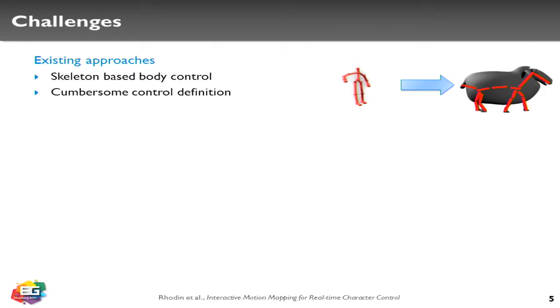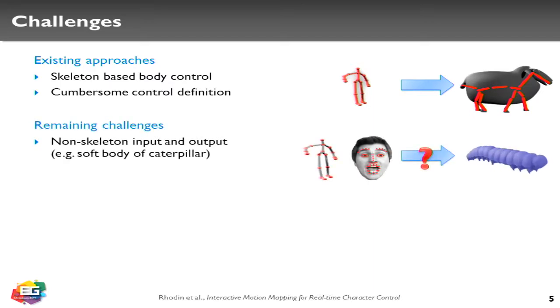So basically in these existing approaches, there is some skeleton-based body control, but it takes a lot of time to define good mappings, and it's not easy to define these mappings. How can you control, in this case, well, there are 4 legs. How you define this is not clear. So this is one of the problems. In this case, it opens more challenges.